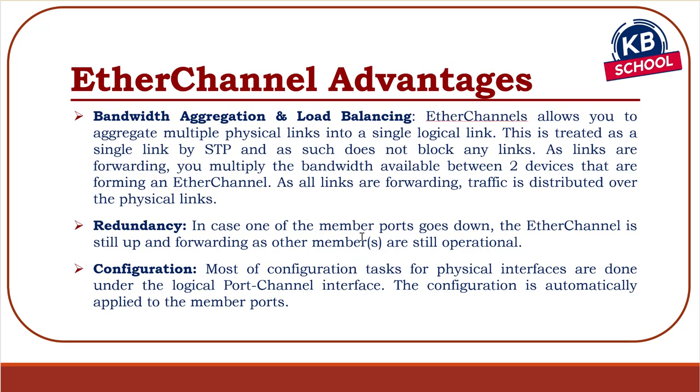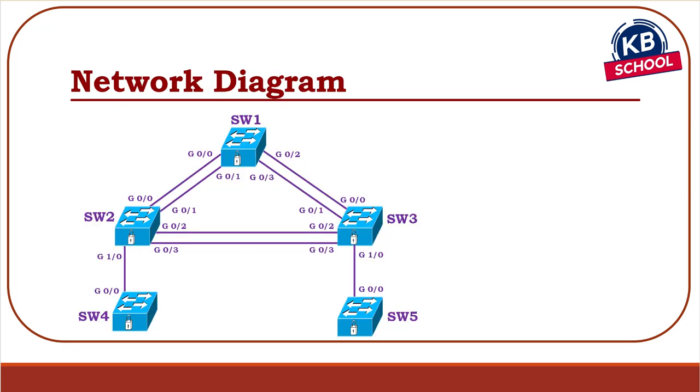So bandwidth aggregation and load balancing, I just talked about it. Over here, rather than having 1G and 1G, I would get 2 gigabits per second. If I had 10 and 10, I would get 20. All right. That's the first advantage that you get.